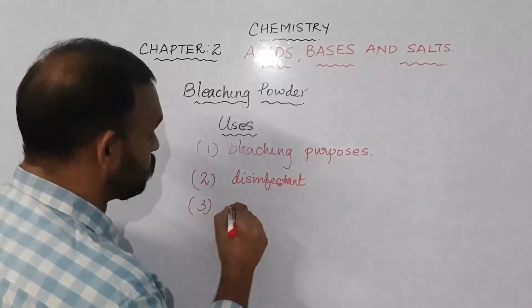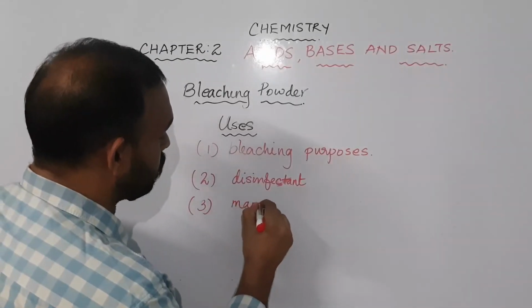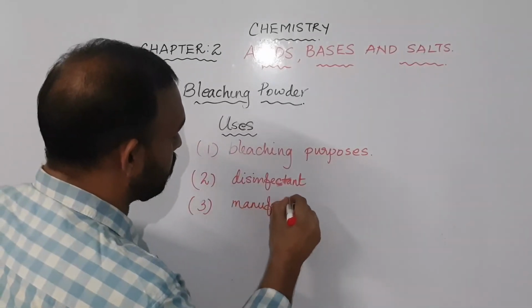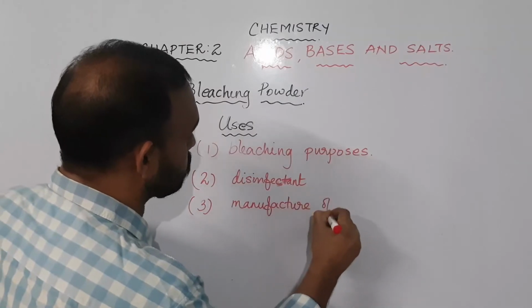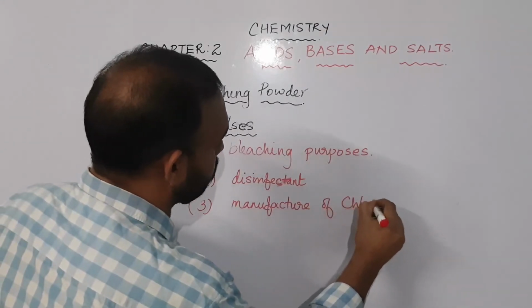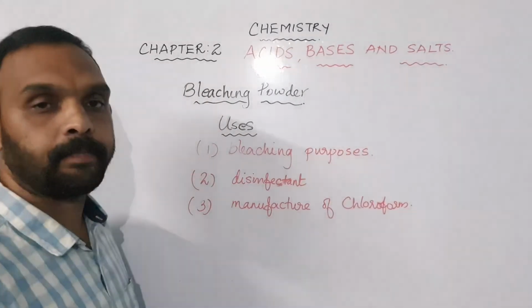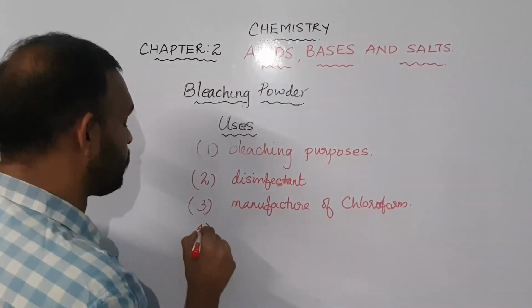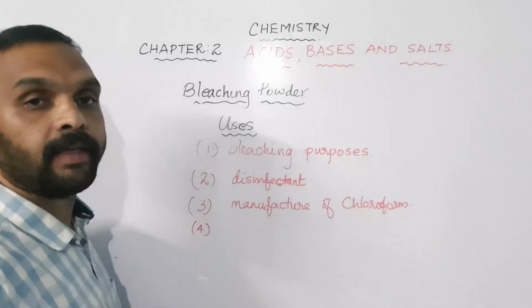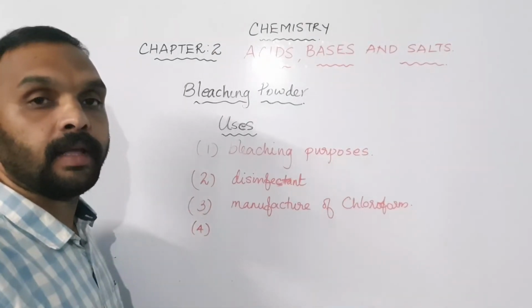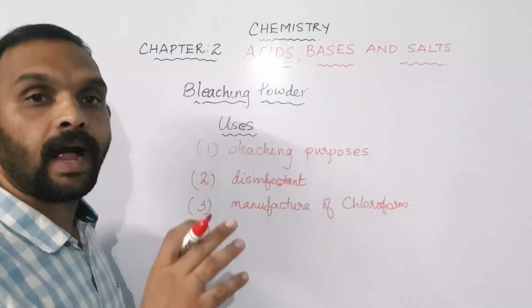Okay, now its third use is that it is used for the manufacture of chloroform. It is an important raw material used in the manufacture of chloroform. Okay, now its fourth use is that it is used as an important material for rendering wool unshrinkable.